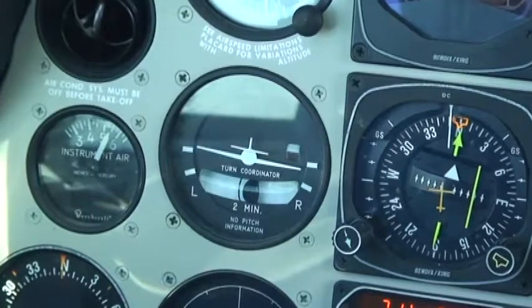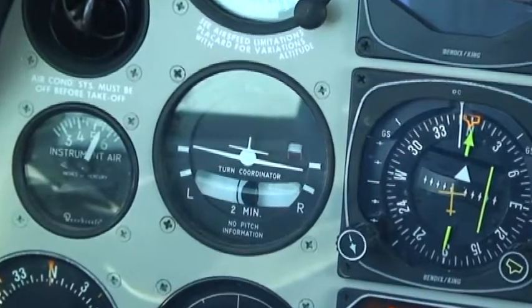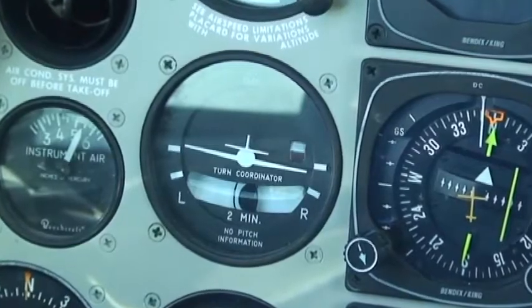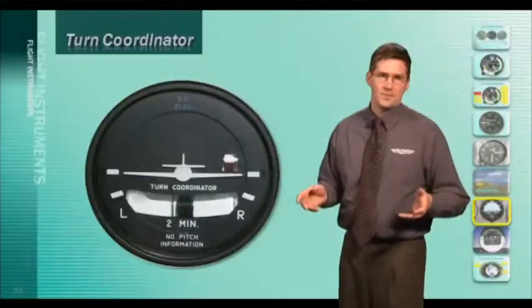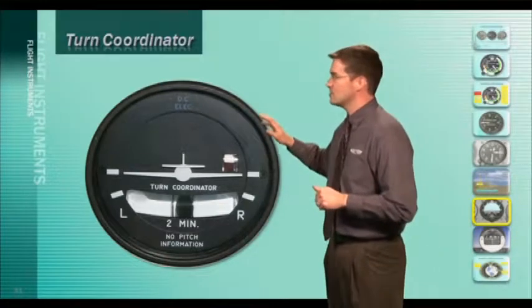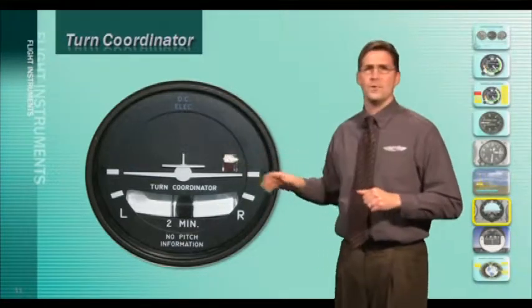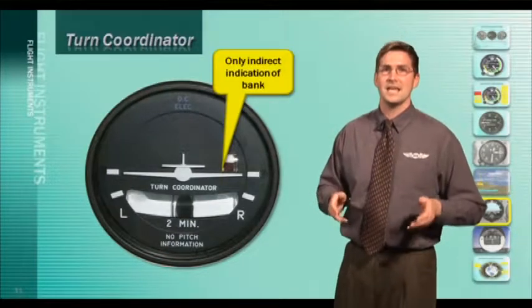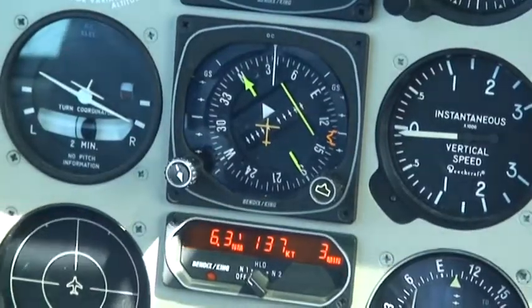This next gyroscopic instrument is called the turn coordinator. Now in many instances these are electrically powered gyroscopes. However, some are still vacuum powered. The gyro in this instrument is mounted at an angle and thus responds to both yaw and roll. The turn coordinator provides a direct turn indication and an indirect indication of roll.